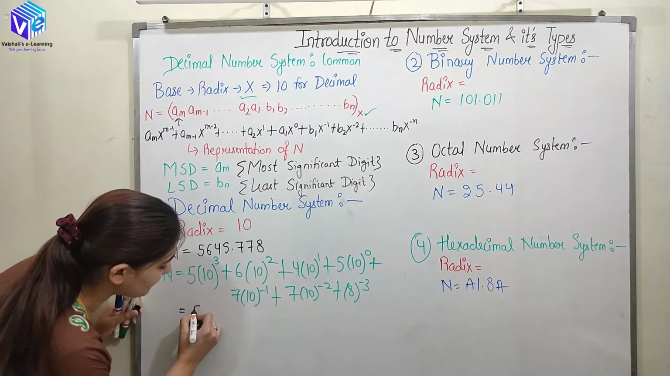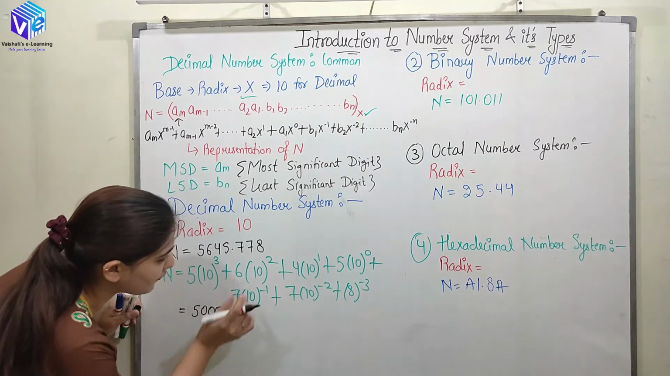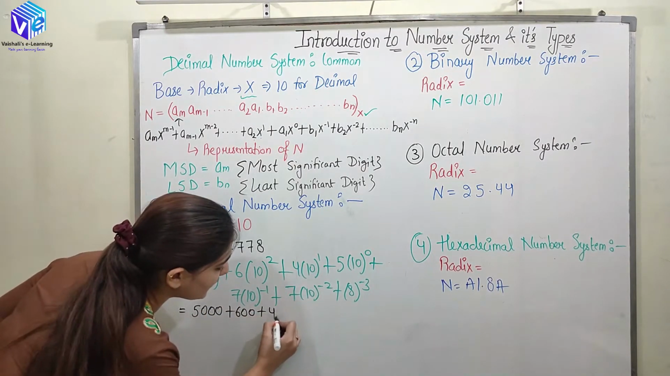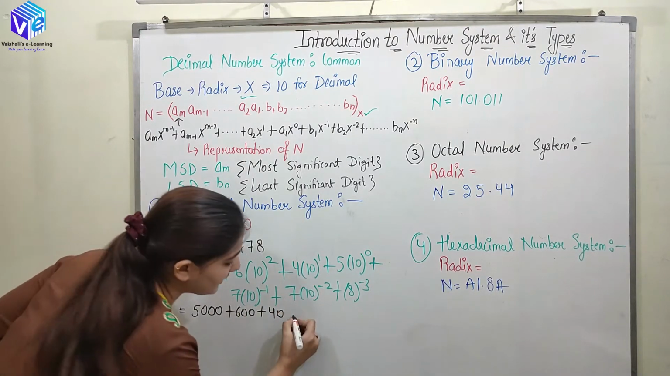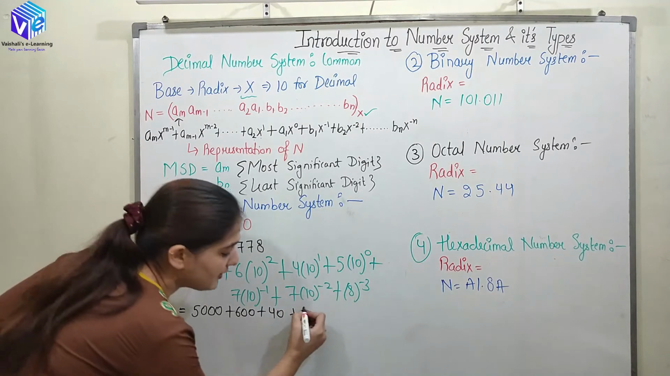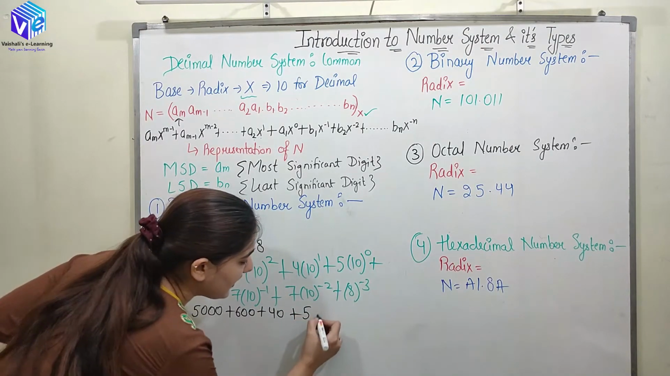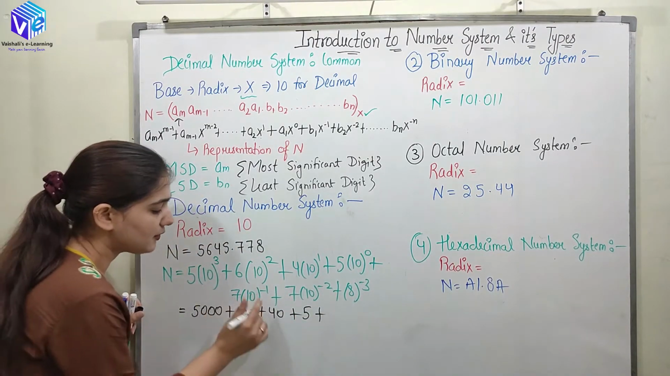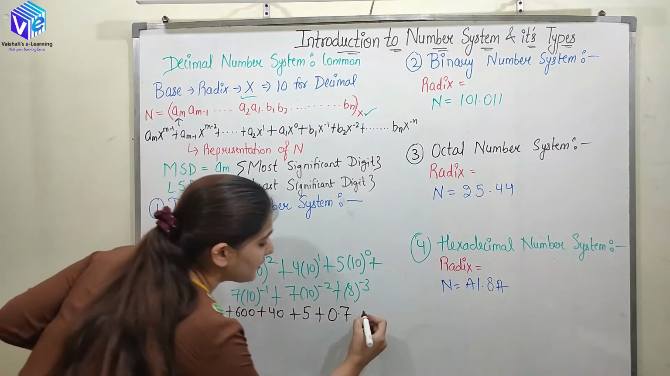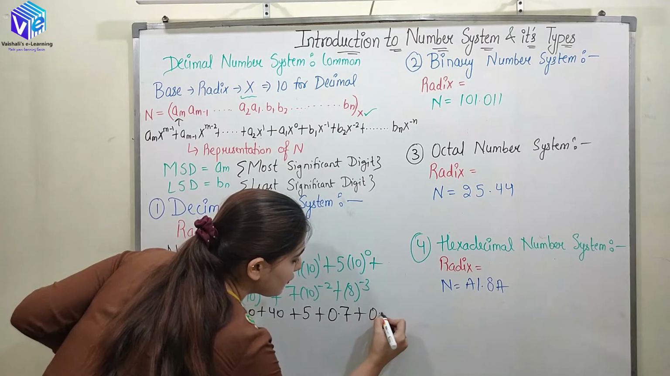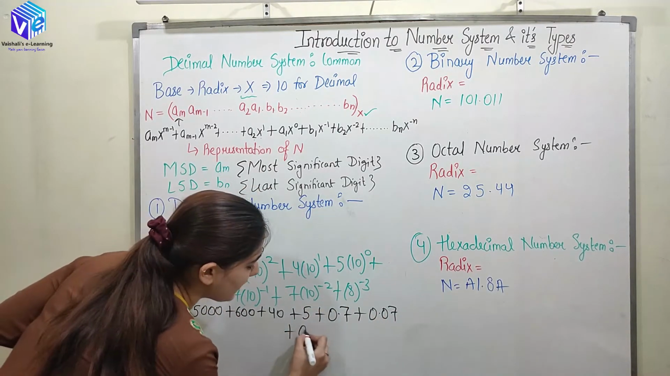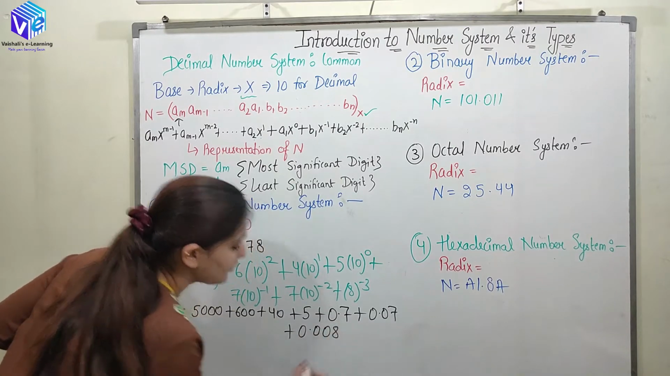5 into 10 raised to power 3 would be 5000. 6 into 10 raised to power 2 will be 600. 4 into 10 raised to power 1 will be 40. 5 into 10 raised to power 0. 10 raised to power 0 would be 1. It would be 5 only. Right? Plus 7 into 10 raised to power minus 1 will be 0.7. 7 into 10 raised to power minus 2 will be 0.07. Plus 8 into 10 raised to power minus 3, 0.008.